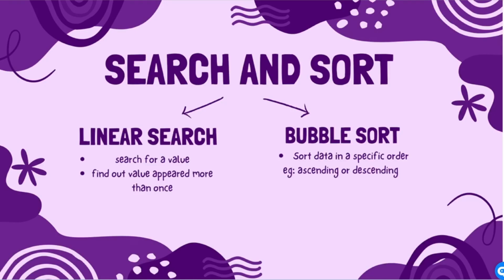Hey guys, welcome back. So today we're going to learn about search and sort algorithms in this lesson. We have two types of algorithms, which are the linear search and the bubble sort. You will use the linear search when you're searching for a value, or if you want to find out if a value appeared more than once. And a bubble sort is used to sort data in a specific order, either ascending order or descending order.